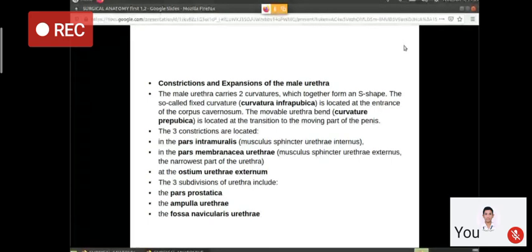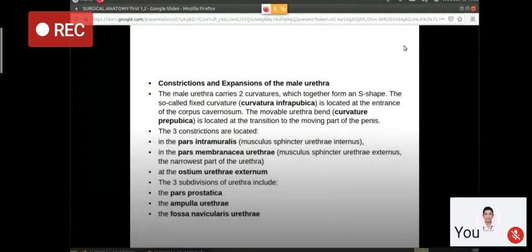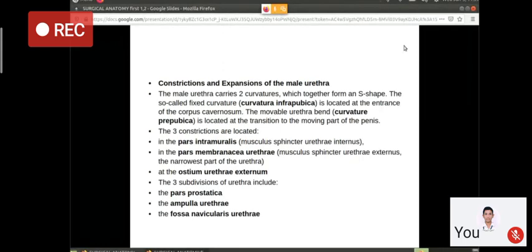Then there are the constrictions and expansions of the male urethra. The male urethra carries two curvatures which together form the S shape of the male urethra. The so-called fixed curvature, infrapubic, is located at the entrance of the corpus cavernosum, and the movable curvature is located at the transition to the moving part of the penis.